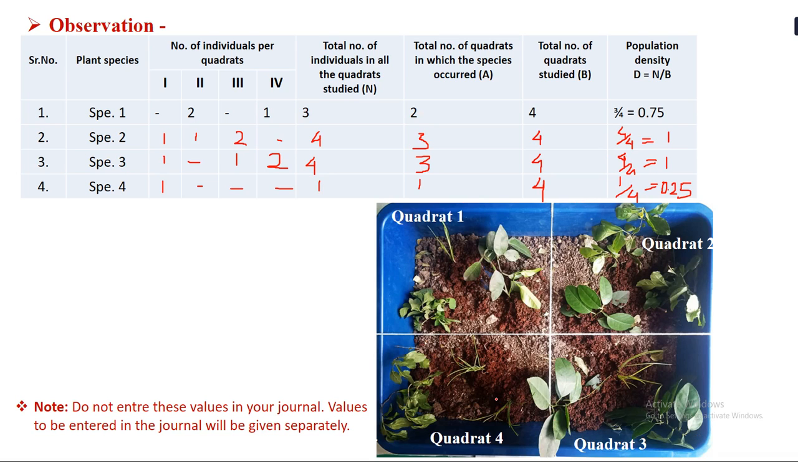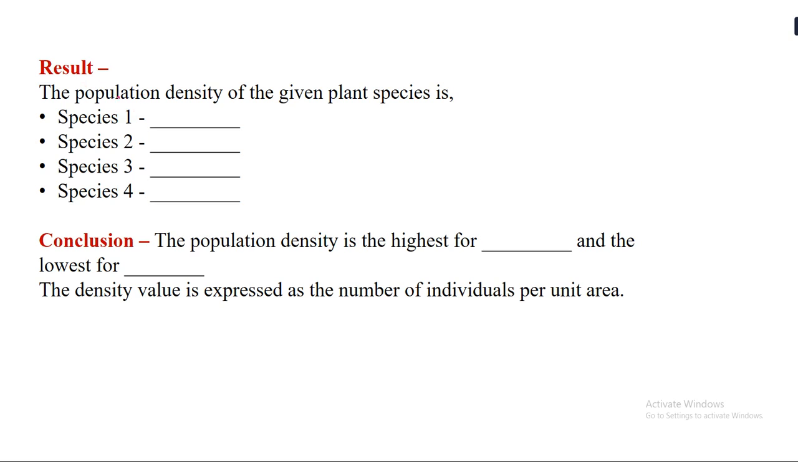Now students, let me tell you one thing. Please do not enter these values that I have told you right now in your journal. The values that you have to enter in your journal will be given separately. Okay. So this is just for your understanding. Please do not enter these values in your journal. Okay. Now this was the observation. We have recorded the observation, and on basis of this observation, we'll determine the result of this experiment.